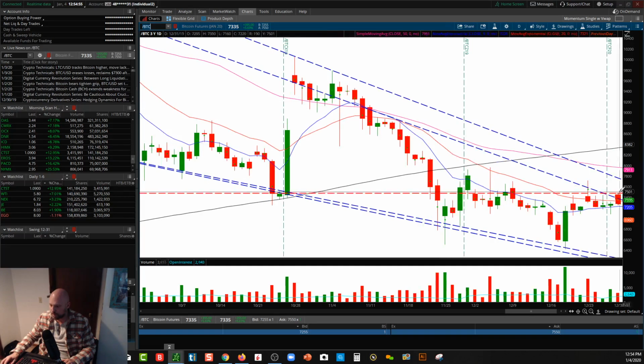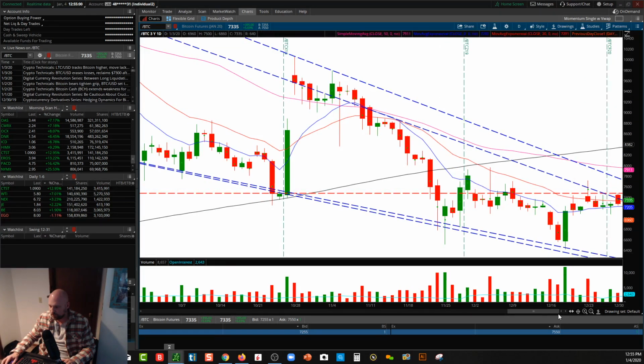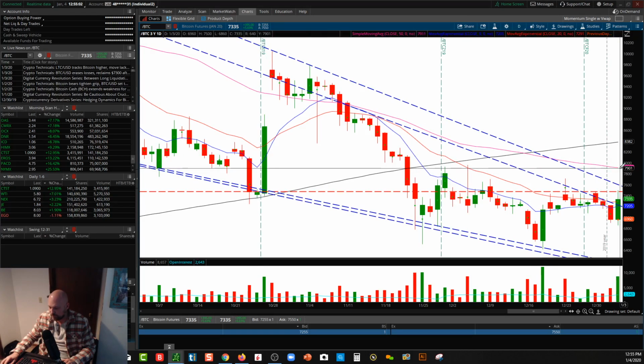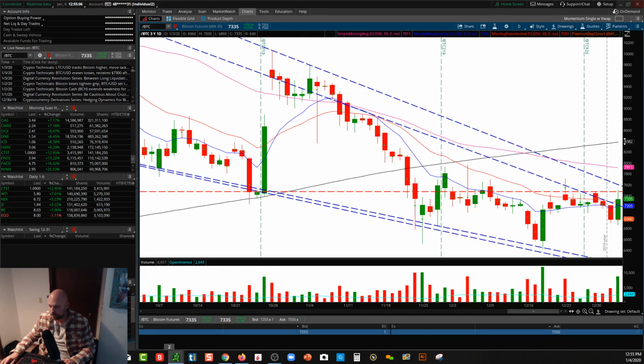It may want to break out. We'll have to see. You've got to see if it can break out of that 7,600 level, and then see about that 50 SMA and the 200 SMA as resistance levels right up over in here.